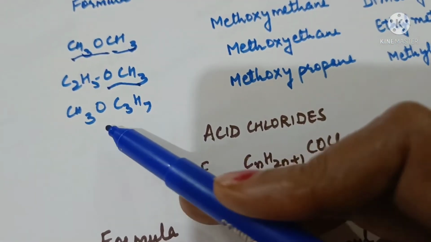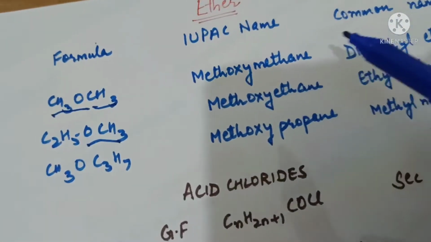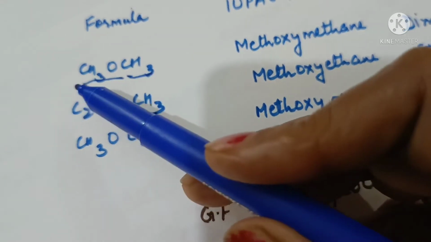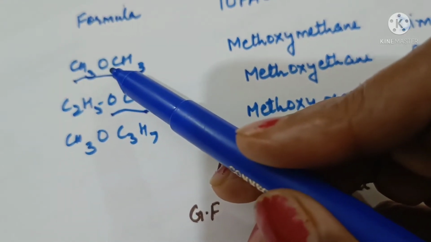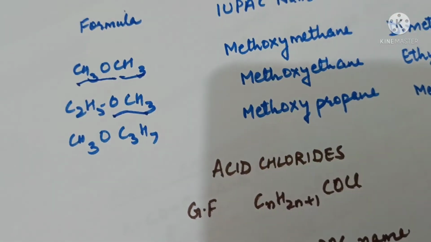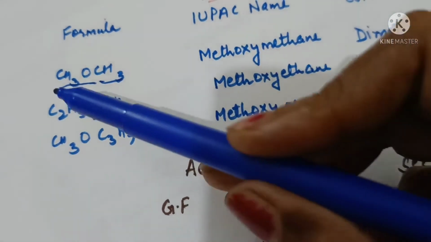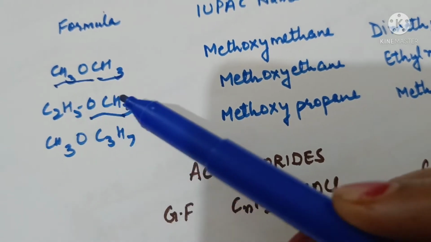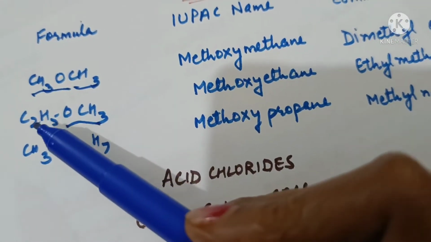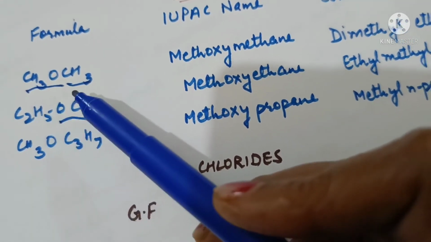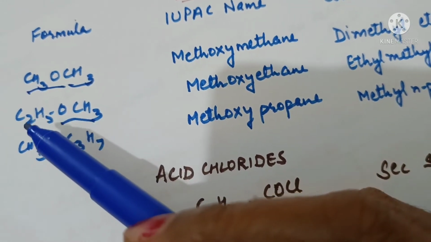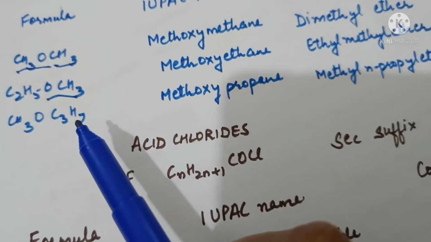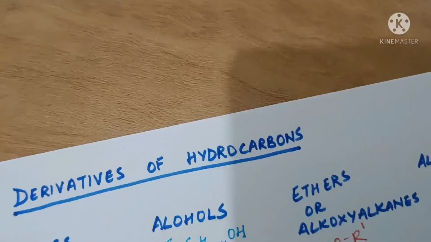This is called methoxypropane. Whereas in common system of nomenclature, we just name the alkyl groups and then ether is used as suffix for oxygen. So this will be called dimethyl ether in common system. This is called ethyl methyl ether. E comes first in English alphabets series, so ethyl is named first. Then this will be called methyl propyl ether.